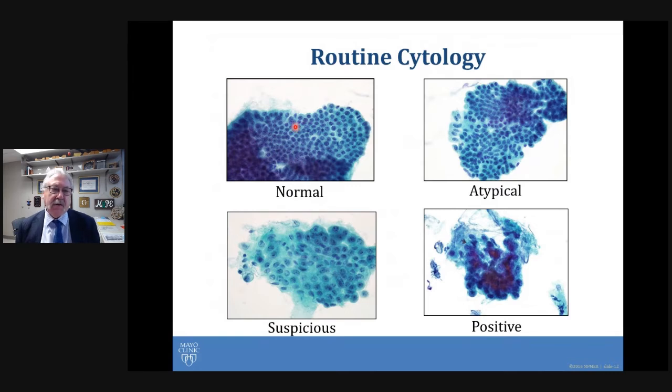There's only a few number of clumps of cells on the slide that the cytologist is able to visualize. This would be normal, this would be atypical, this would be suspicious, and this would be positive for adenocarcinoma. So you can see the differentiation between normal, atypical, and suspicious sometimes is in the eye of the beholder.